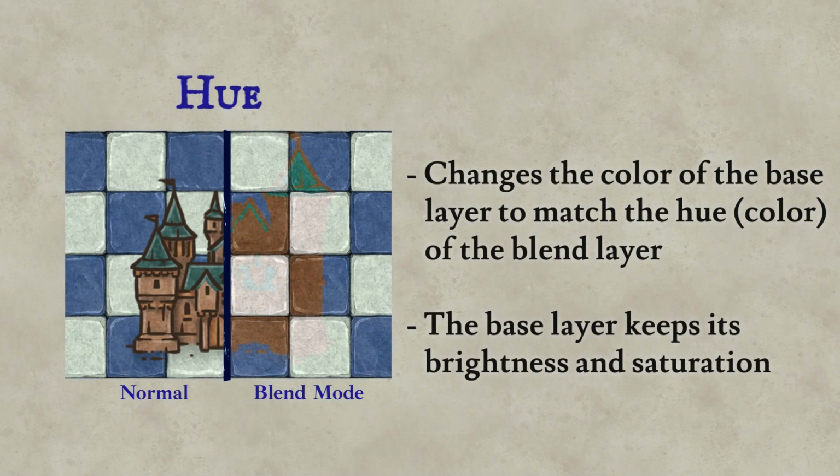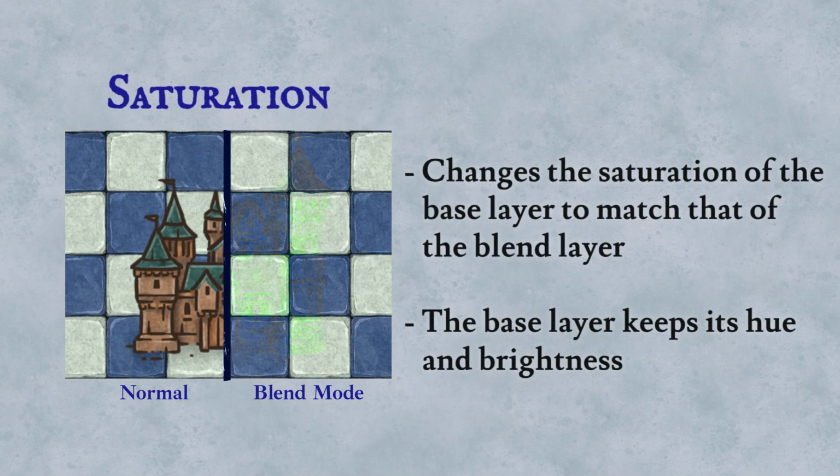The hue blend mode changes the color of the base layer to match the color hue of the blend layer while keeping the base layer's brightness and saturation. This means you only transfer the color from the blend layer without affecting the intensity or brightness of the base layer. The saturation blend mode changes only the saturation of the base layer to match that of the blend layer, while keeping the base layer's hue and brightness levels intact.